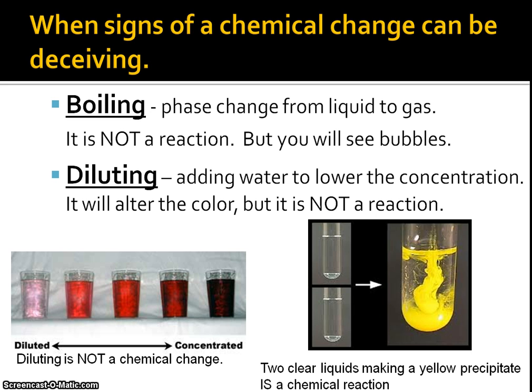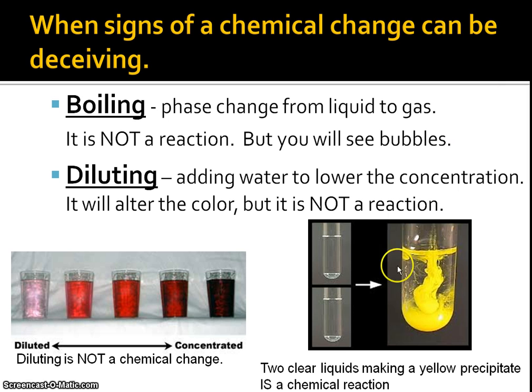For example, if you take baking soda and vinegar, that's the classic volcano experiment that you see for like science fairs. Those two, when you mix them together, they produce a whole lot of bubbles, and that means that a chemical change has occurred. Another one to watch out for is color change.